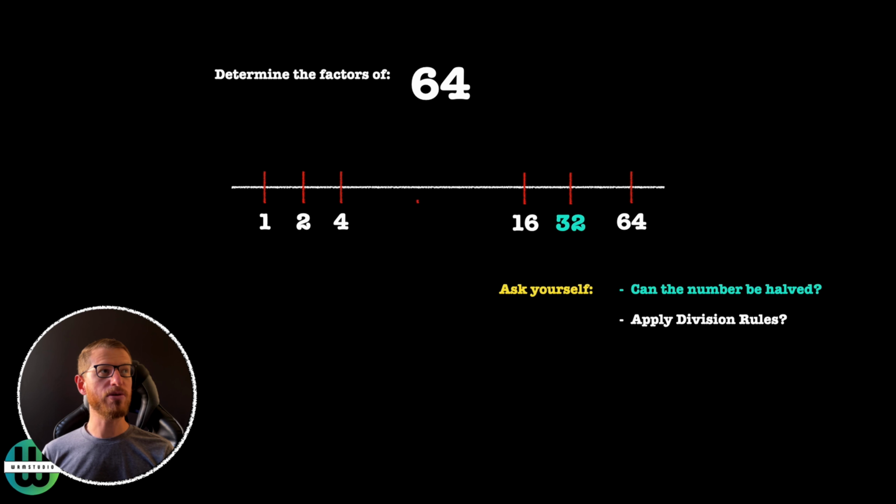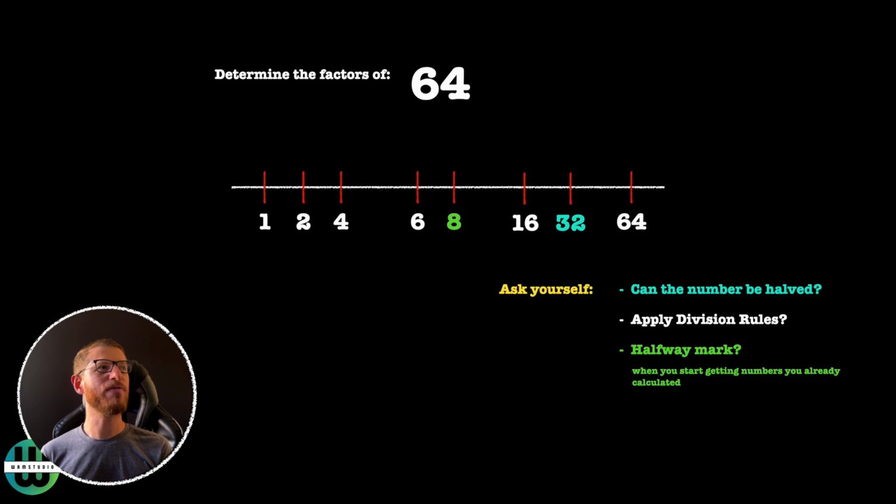Continuing with my divisibility rules, I'll notice that 5 cannot be divided, but 6 can. So 64 divided by 6 will give me 8. 7 can't. And once I've reached 8, which was already on my number line, I've reached my halfway mark, meaning that I'm done working out my factors, and the factors of 64 are 1, 2, 4, 6, 8, 16, 32, and 64.